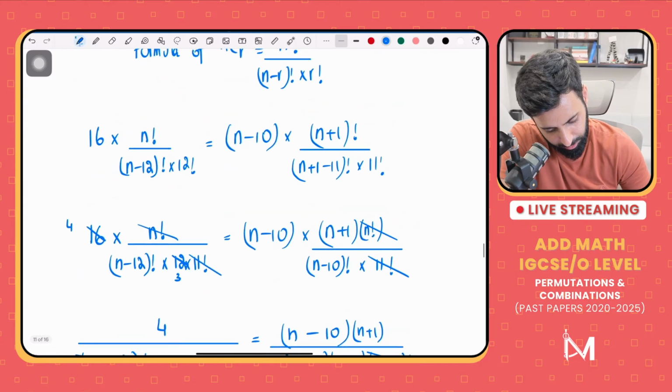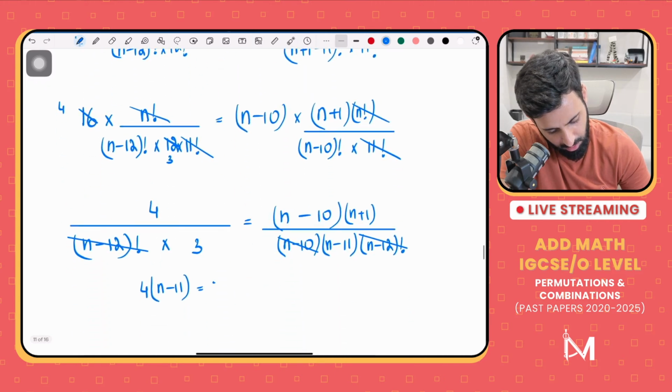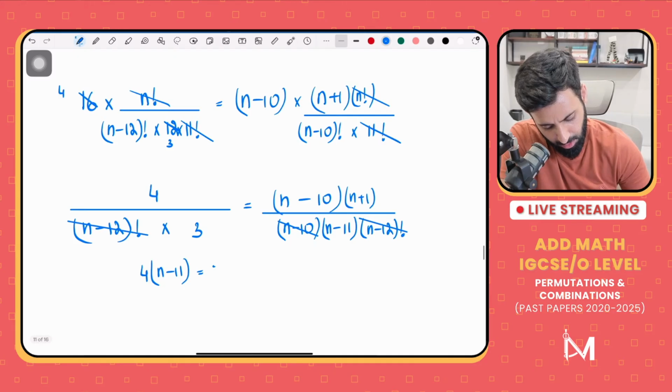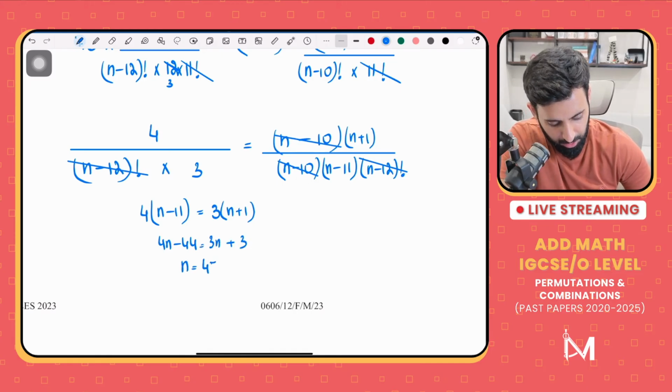Into, we still have n plus 1. n minus 10 has cancelled. So we have 3 times n plus 1. That means 4n minus 44 is equal to 3n plus 3. So n is equal to 44 plus 3, which is equal to 47.